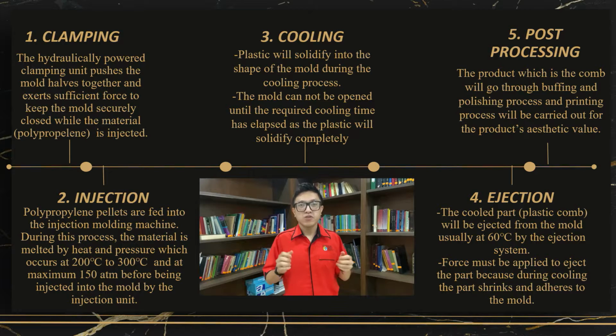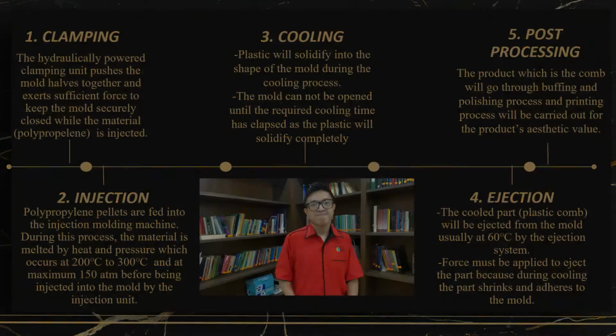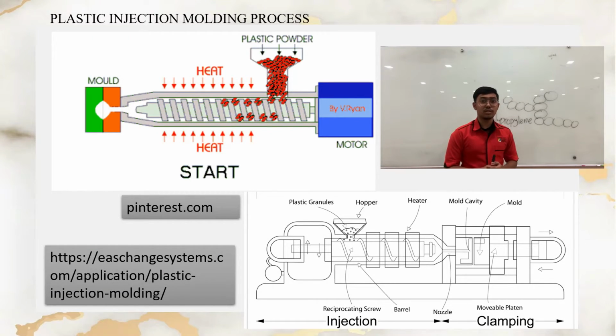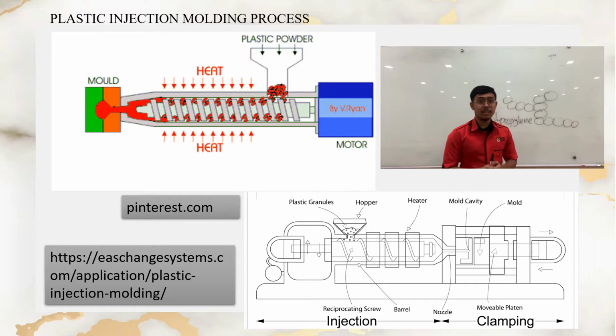For the fifth one, the last one, post-processing. The product, which is the comb, will go through buffing and polishing process, and printing process will be carried out for the products. Below is the injection molding machine, which consists of 2 main sections, injection and clamping.